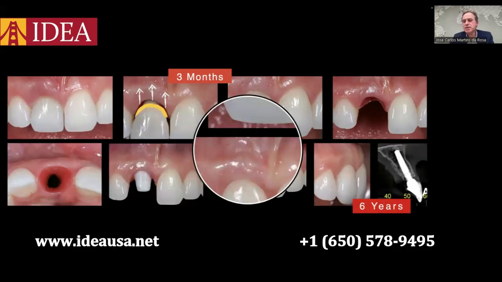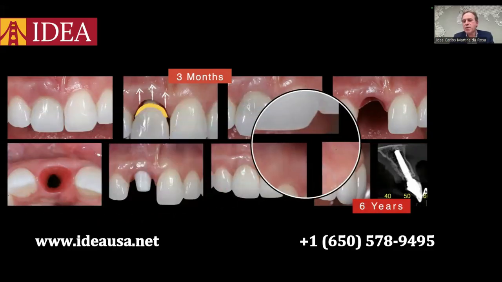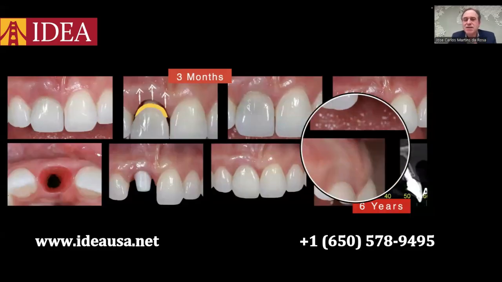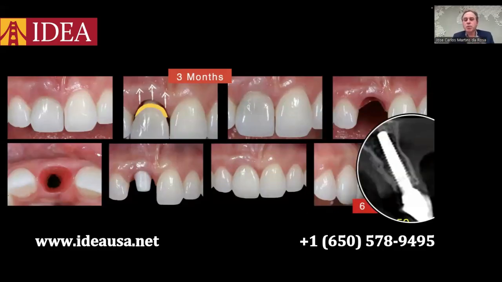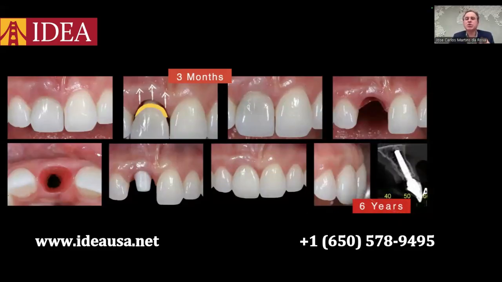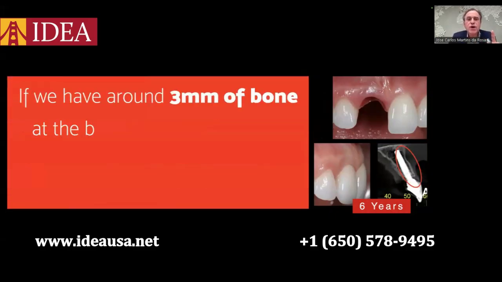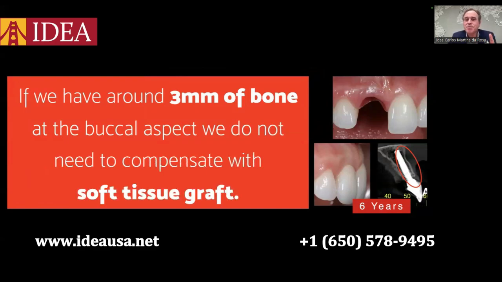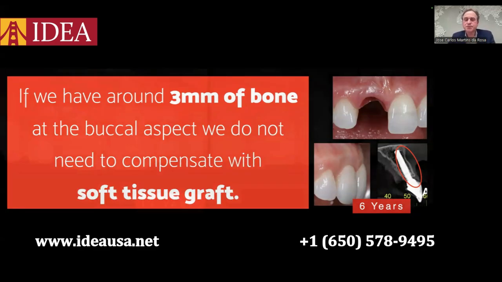But look at this. This is the new buccal wall, completely remodeled and still stable. That's the outcome that can be achieved only using autogenous bone graft harvested from the maxillary tuberosity. So I can say that if we have around 3 millimeters of bone at the buccal aspect, we do not need to compensate with soft tissue.